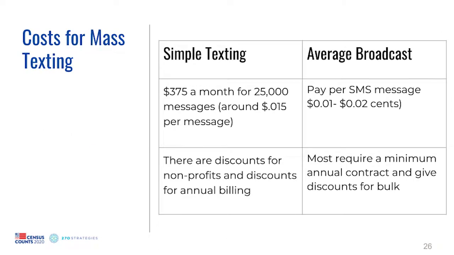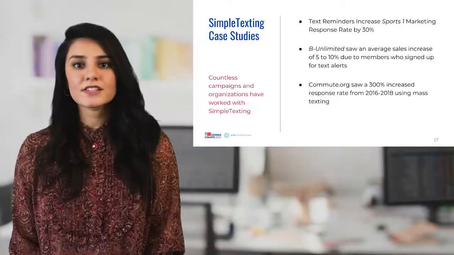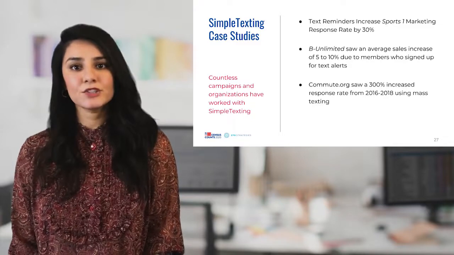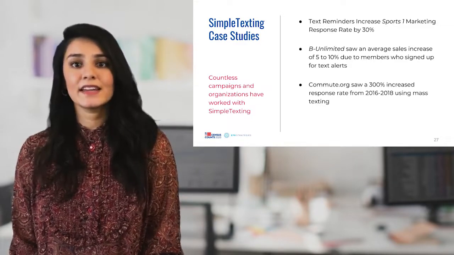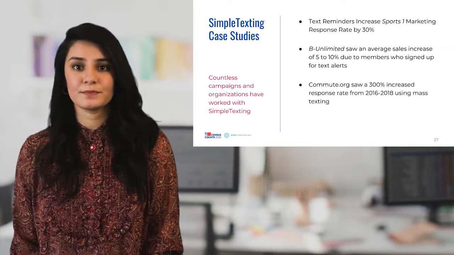Mass texting, on the other hand, is much cheaper, but of course, there are noted limitations. Simple Texting and other mass texting platforms usually cost around 0.015 cents per message, and there are often discounts for nonprofits and for contracts. Like Hustle and Relay, Simple Texting has a demonstrated track record of reaching their list, increasing the response rate, and hitting the goals of the organizations that use them.